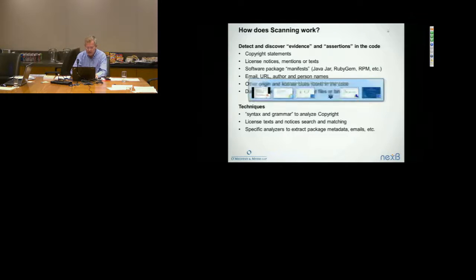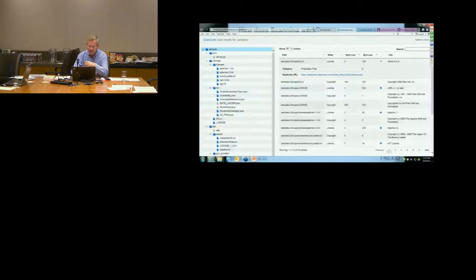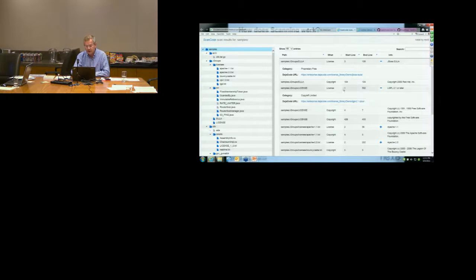And if we come back for a second to what we are looking at in terms of results, this is what it gives you here, looking at examples of copyrights and license. So it's pretty accurate in telling you that from line 1 to line 502 of this license file, you have the text of the LGPL 2.1 license. And at line 104, you have a copyright.